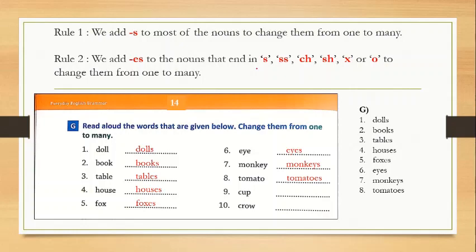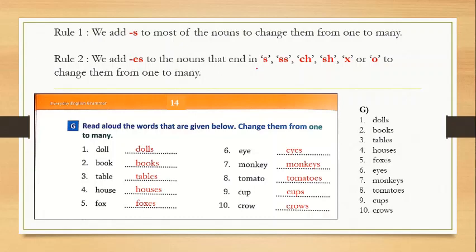Next word is cup. What will we add to the word cup to change it from one to many? We will add letter S. So we get the plural form cups. And the last word is crow. How do we change the word crow from one to many? We add the letter S at the end of the word crow to change it from one to many: crows.